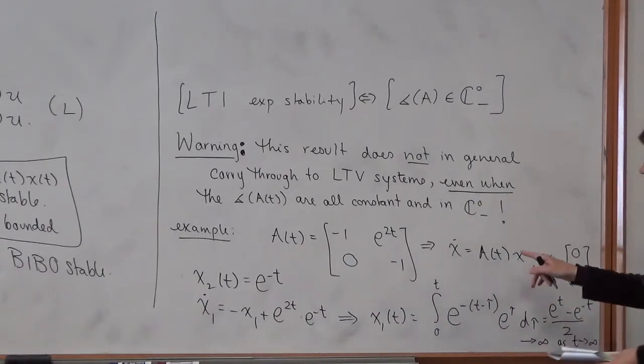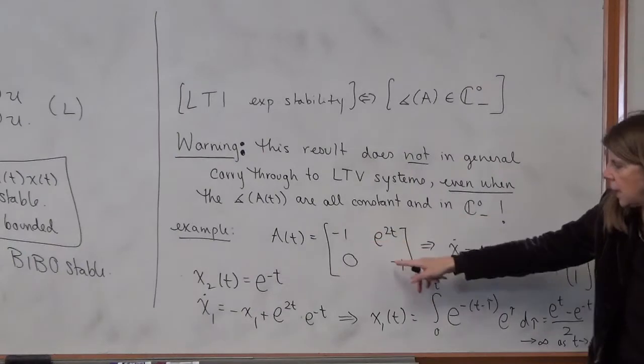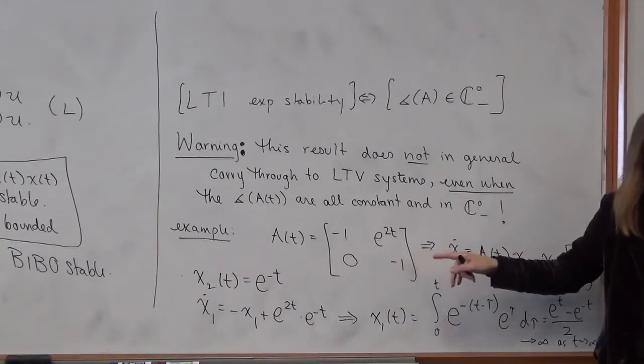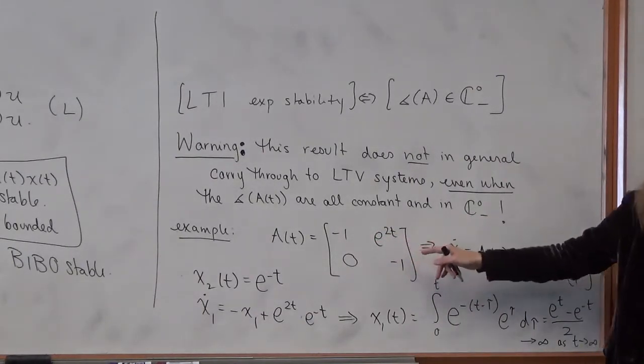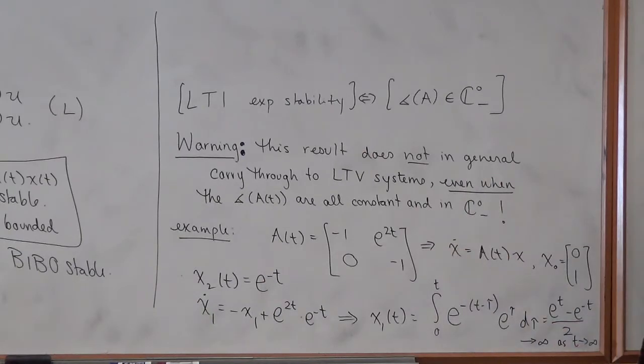So we chose an example where the eigenvalues of A of t are constant and in the open left half plane, but it's a time-varying matrix and it's an unstable system.